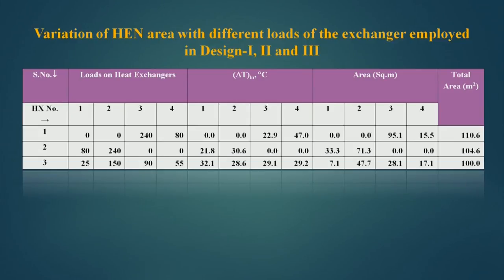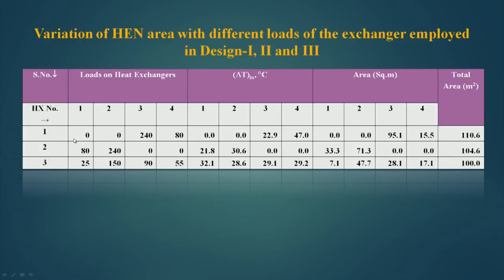Now, this table has been created for all these 3 designs. This shows the heat exchanger number, that is HX1, HX2, HX3, HX4. This shows the delta T ln, log mean temperature difference, for HX1, HX2, HX3, HX4. And this shows the area of HX1, HX2, HX3, HX4. And then this shows the total area. Now, this shows the feasible designs, design 1, design 2 and design 3.